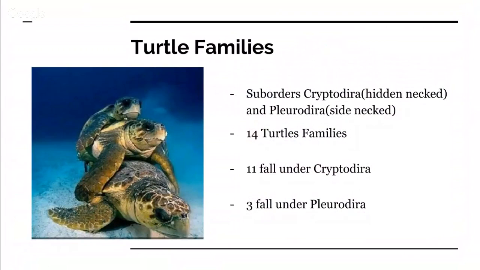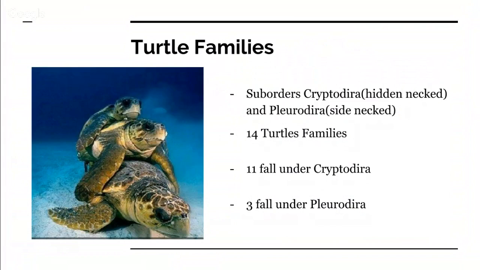So for turtle families, there are 14 turtle families. 11 fall under the suborder Cryptodira, and 3 fall under Pleurodira. Something that characterizes these suborders is that the Cryptodira are known as the hidden neck turtles, and the Pleurodira are known as the side neck turtles. The hidden neck turtles are able to completely lower their heads and retract them fully back into their shell. The side neck turtles cannot quite fully retract their necks, which leaves some of it exposed. So it's pretty self-explanatory by the names.